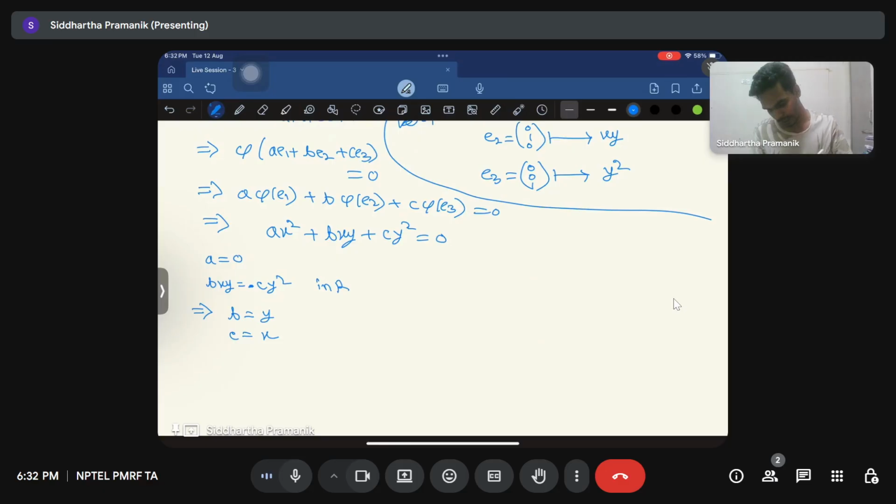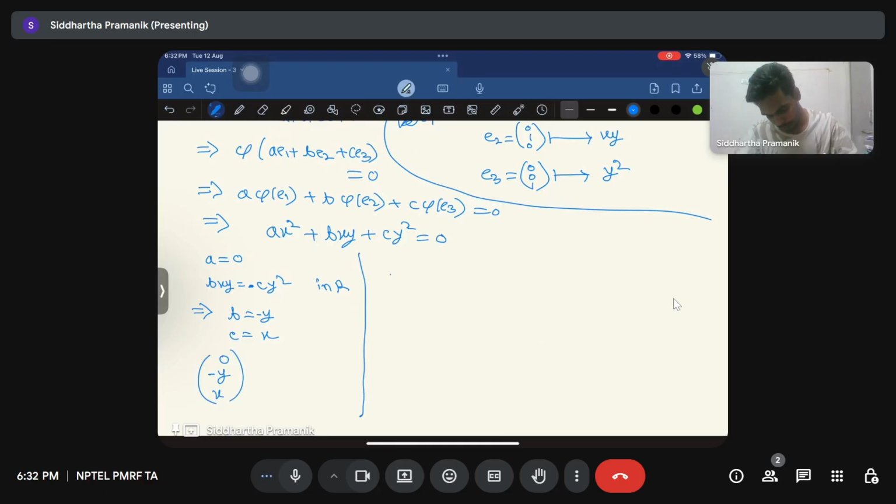And in this case, what will this element be? It is 0, b is y. Okay, so we need to take b equals minus y. So this is minus y and this is x.